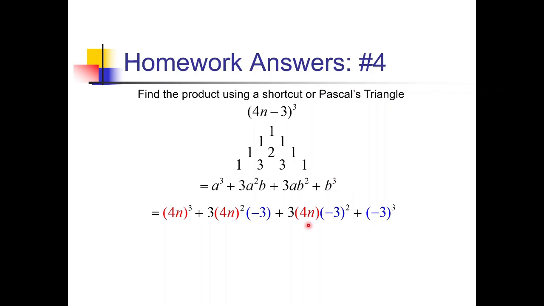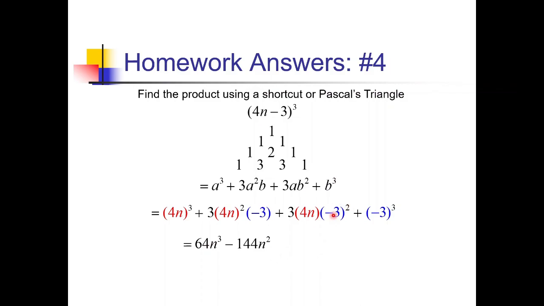Going through and simplifying a little bit more, 4n cubed, that's going to be 64n to the third. And then for this next one, I need to apply the exponent before I multiply anything. 4n squared is 16n squared. 3 times negative 3 is negative 9, so we have negative 9 times 16n squared, which I believe is negative 144n squared. Yep.